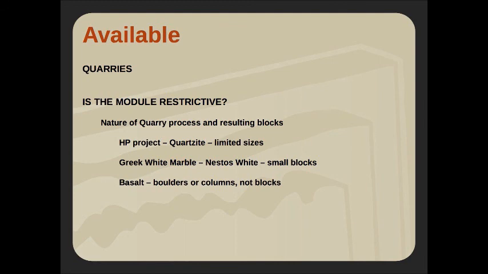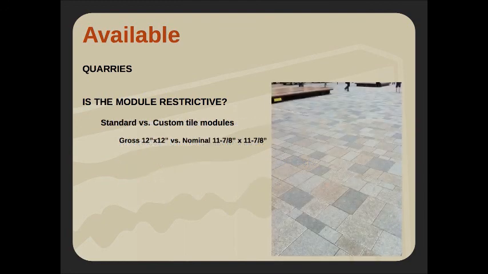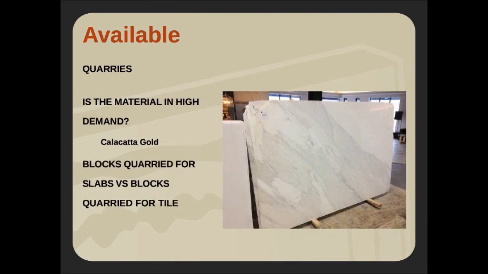Basalt in and of itself, it's limited as it comes out of the earth, so I can't do large format pavers with that. Are the modules restrictive? All right, standard versus custom tile modules. We could consider that. Can we work with a 12 by 12, or do we need to really work with a nominal 11 7/8 by 11 7/8 to account for the grout joint? It's important to know that early on and make sure we're clear on that, because it affects cost and it can affect lead time.